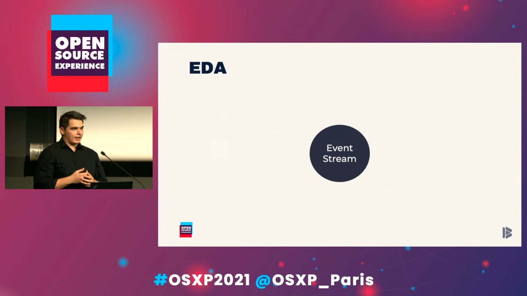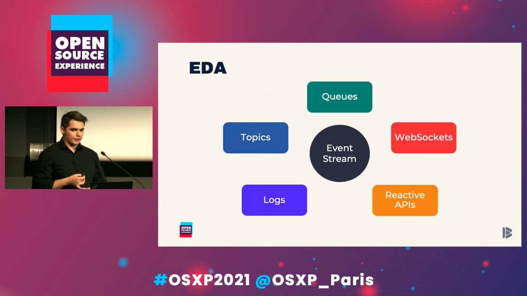But what exactly is an event stream? Well, an event stream can be many things, or many protocols, tools. As long as you have a protocol that you can asynchronously subscribe to, then that can be an event stream. So we can have queues, WebSockets, reactive APIs, topics, logs, a lot of protocols, a lot of tools that we can use to get an event stream going.